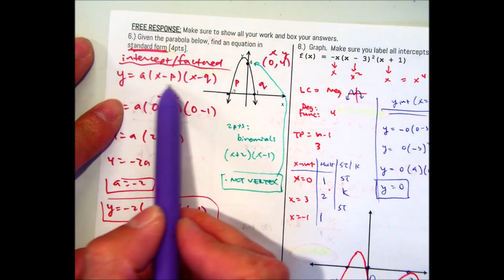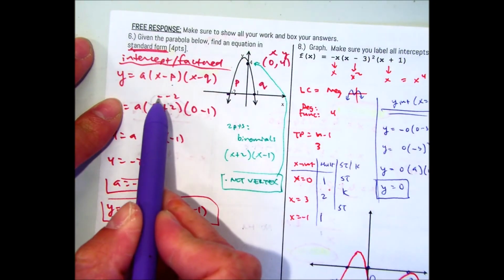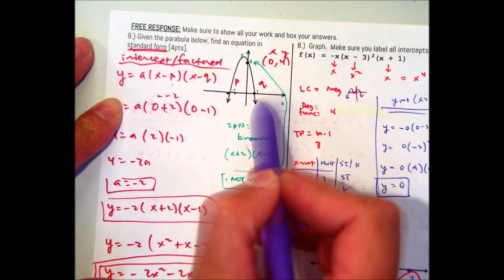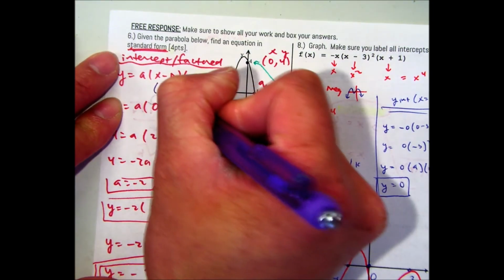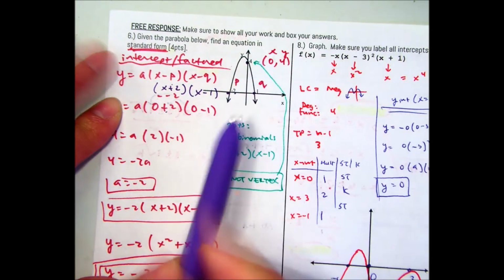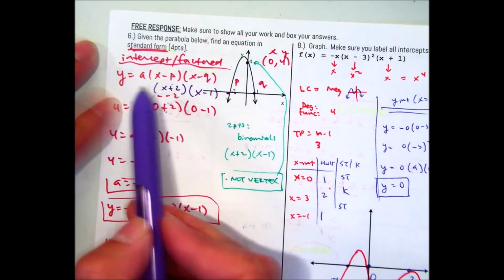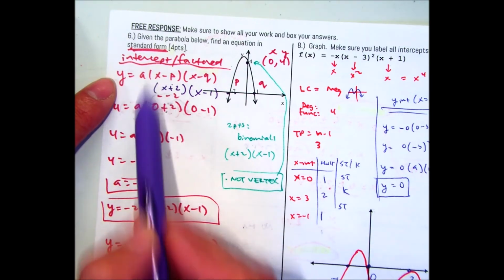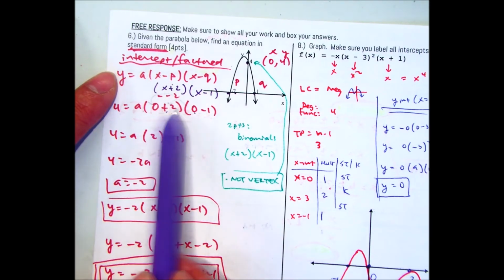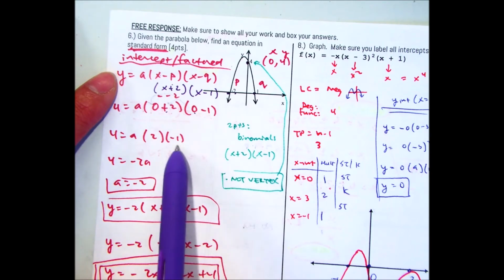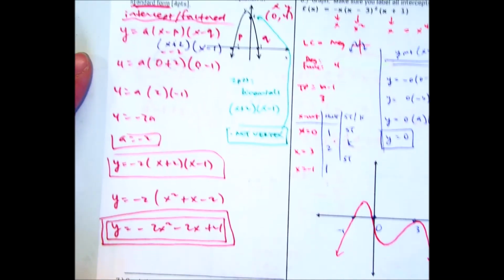y equals a times x minus p, x minus q. My p value is negative 2, so the opposite of negative 2 is positive 2. If x is equal to 1, my binomial is x minus 1. And then I'm going to substitute in that other ordered pair, which is 0, 4. x is 0, y is 4. So there's my y, put in 4. We're solving for your a value. Here your x value is actually repeated twice. 0 plus 2 is 2, 0 minus 1 is negative 1. Multiply, you get negative 2 times a. Divided by negative 2, a is equal to negative 2.